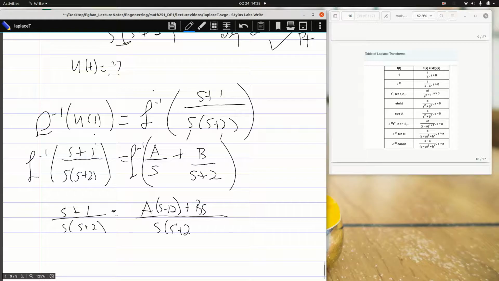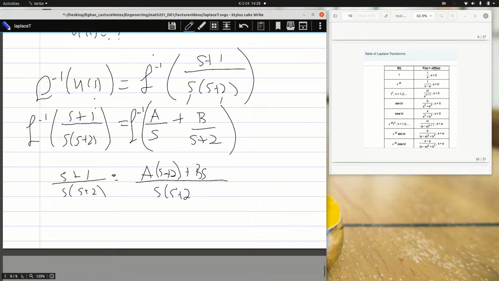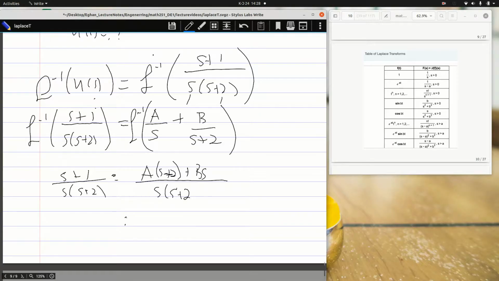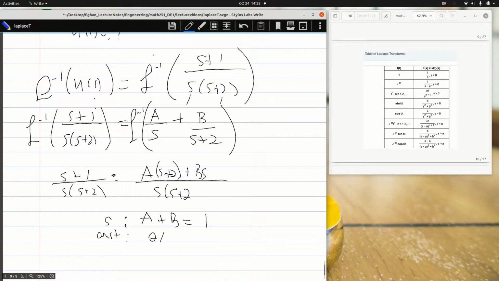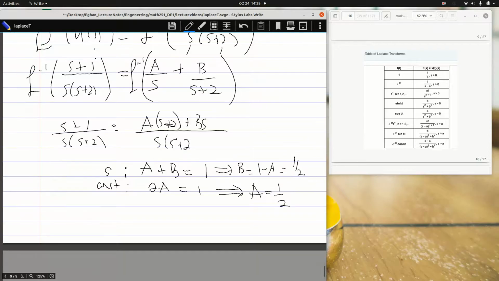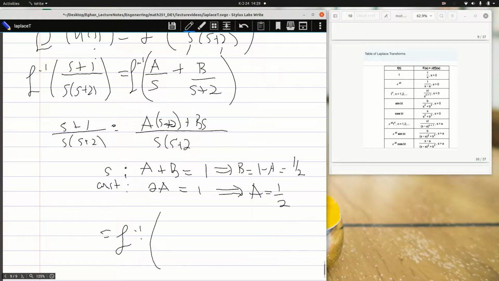I can expand. If I expand and compare coefficients, this partial fraction, I wouldn't go through the details. If I expand, I'm going to get A plus B equating to 1, the coefficient of s. And if I take the constant part, I'm going to just get 2A equal to 1. From this equation 2, we realize A is half. From this equation, B is going to be 1 minus A. So 1 minus half is still half. It means I'm looking at the Laplace inverse of 1 over 2s plus 1 over 2(s plus 2).